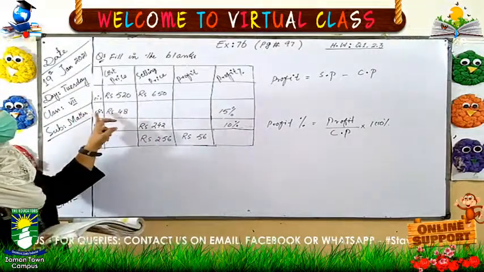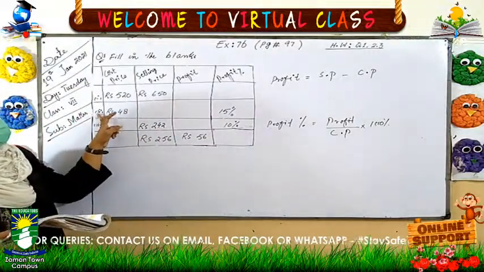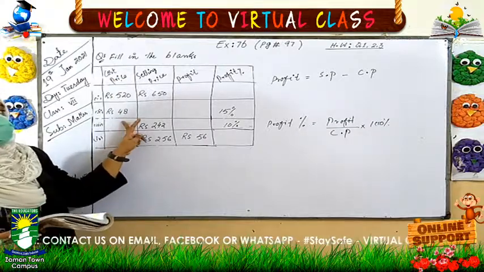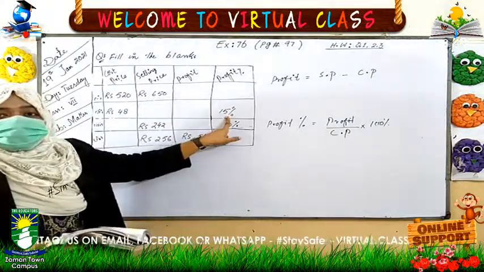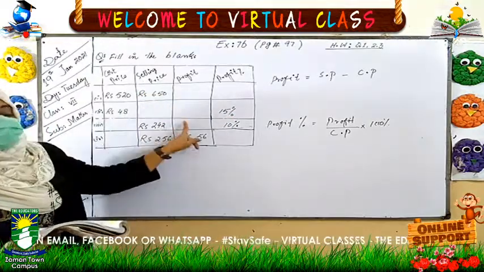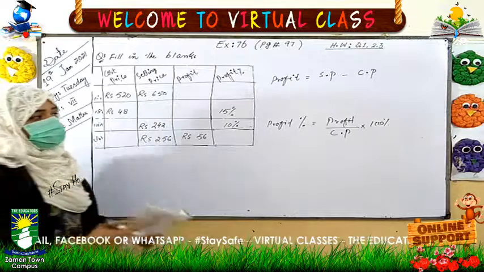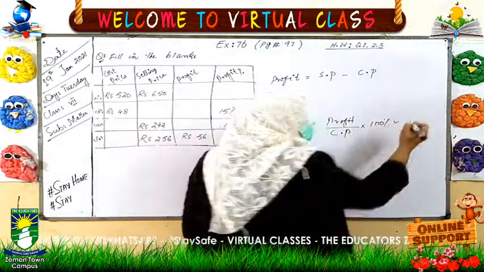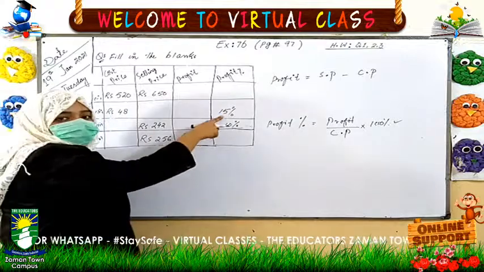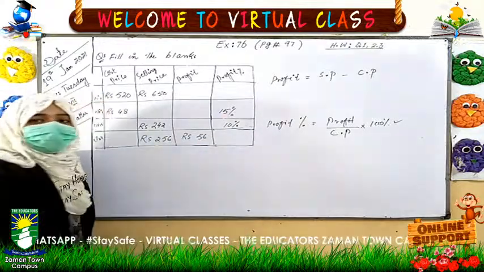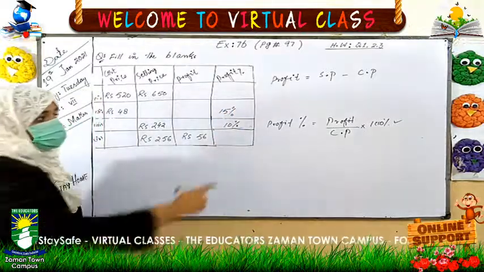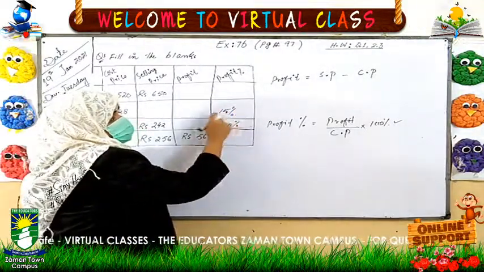Now if we move to blank number 2, in which cost price is given, which is rupees 48, and profit percentage is given, and you have to find the selling price and profit. So what we will do, we will first use this formula. Why? Because we are given the cost price and profit percentage. From this formula first we will find the profit, then we will use this formula to solve for our values. How will we solve the profit percent? What is the profit percent?